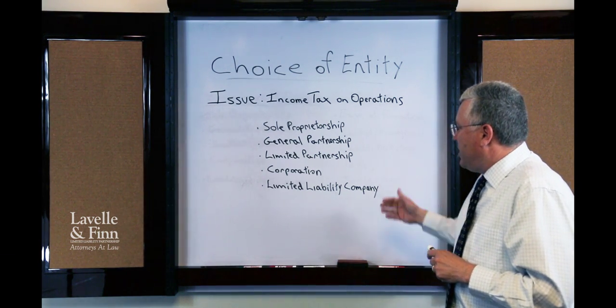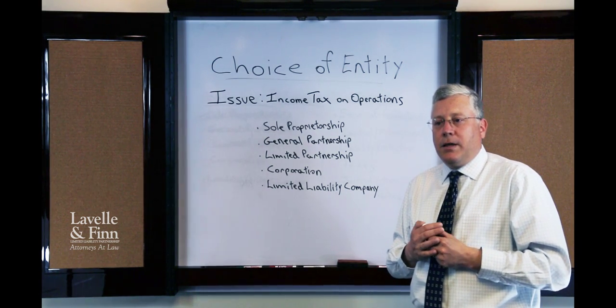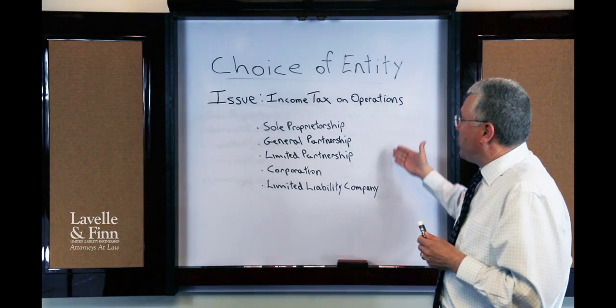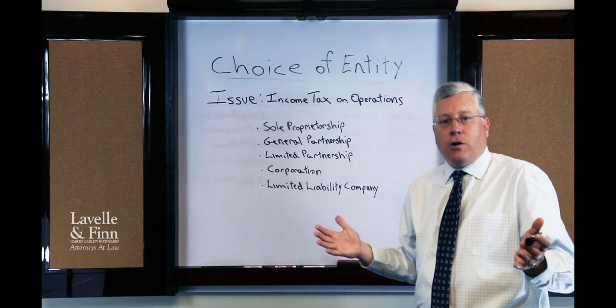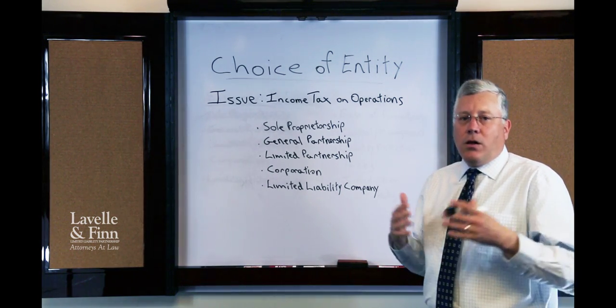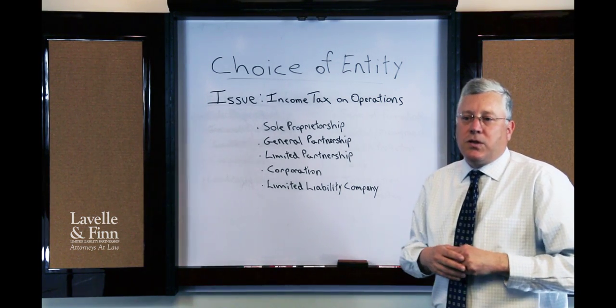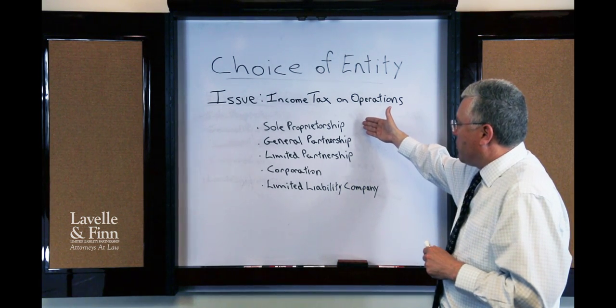Limited liability companies, again, the default for a limited liability company, if it's got one owner, it defaults to the same as a sole proprietorship. It's known as a disregarded entity, and all of the operations of that limited liability company will just be reported on the owner's personal income tax return, just like a sole proprietorship.